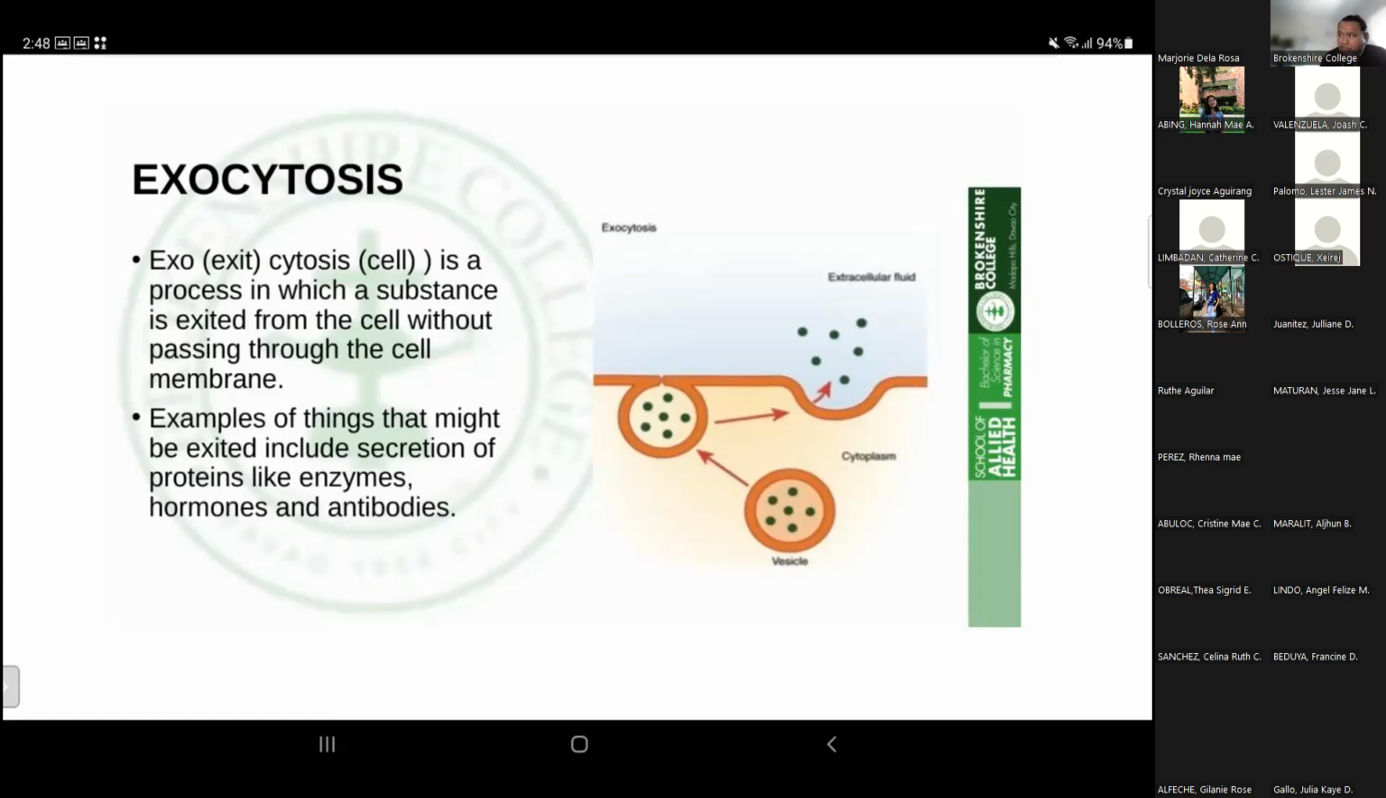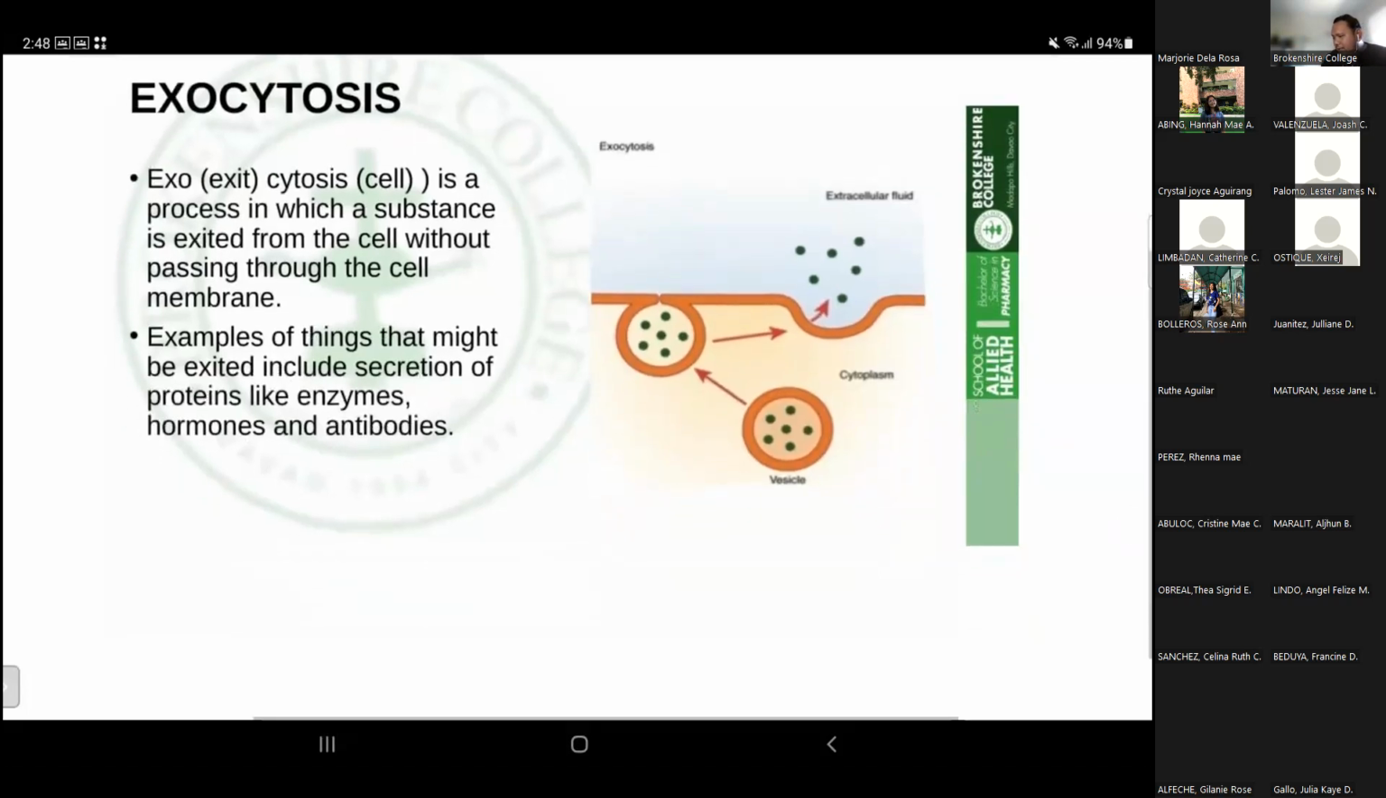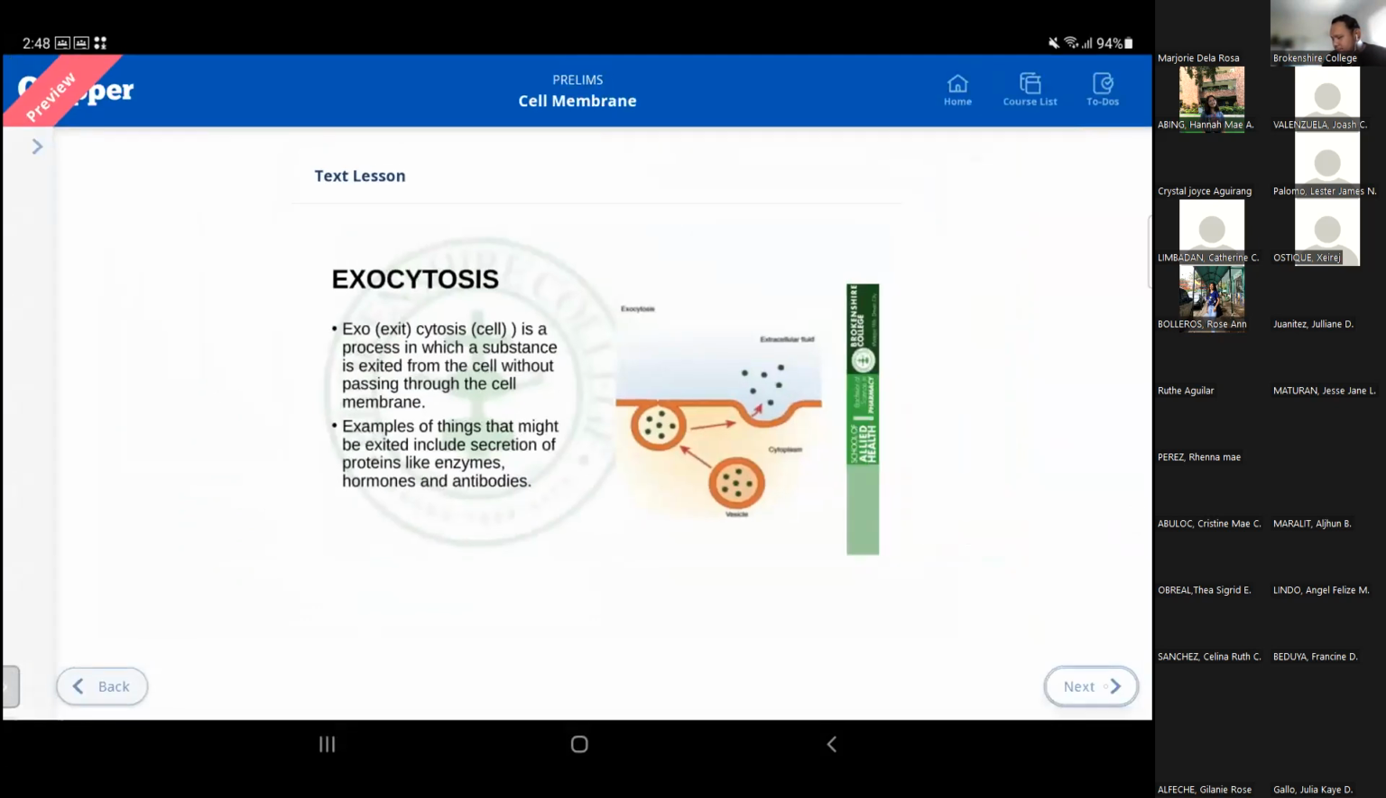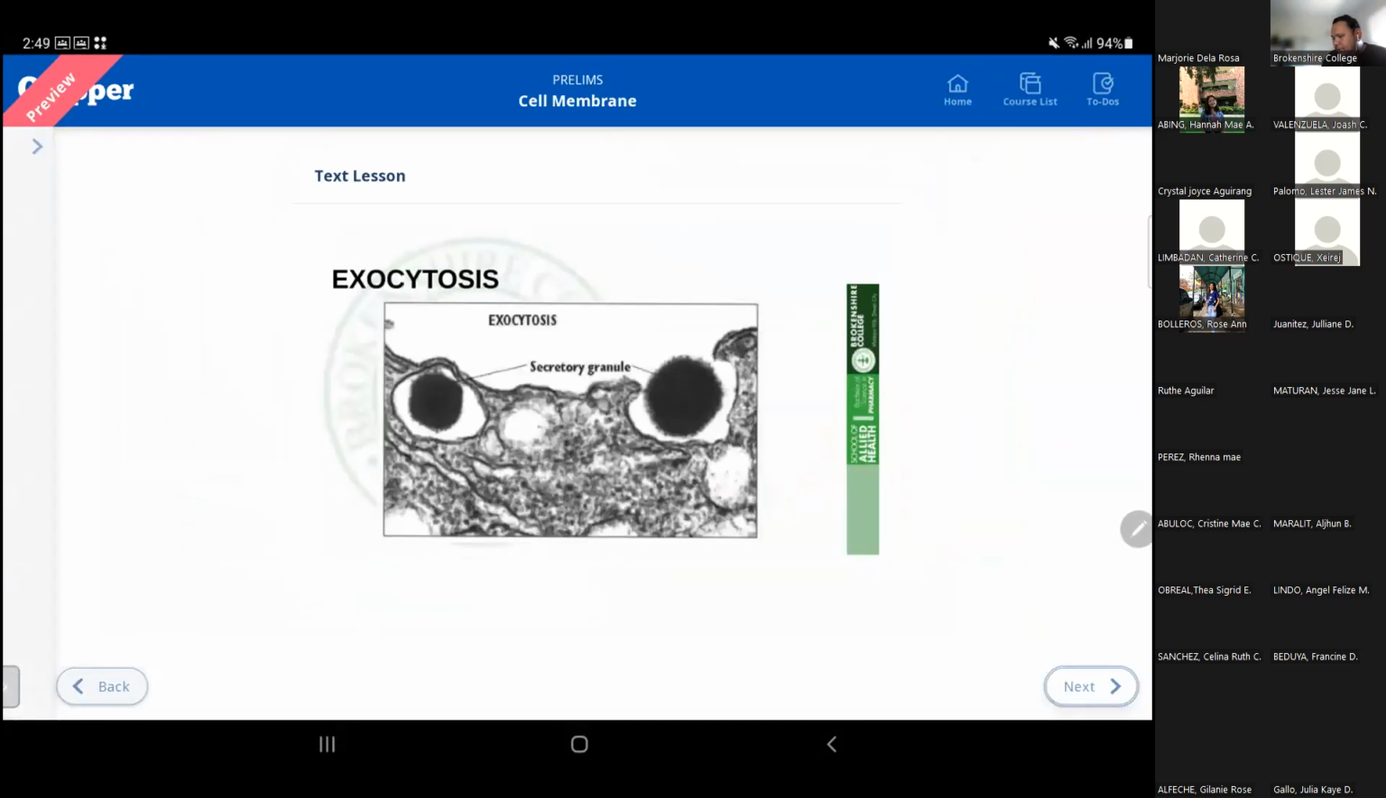The packed proteins are packed by the Golgi apparatus in the form of a vesicle. The membrane of that vesicle will bind with the cell membrane, and then it will open and release the protein molecules such as enzymes, hormones, and antibodies outside of the cell. So that is the mechanism of exocytosis.